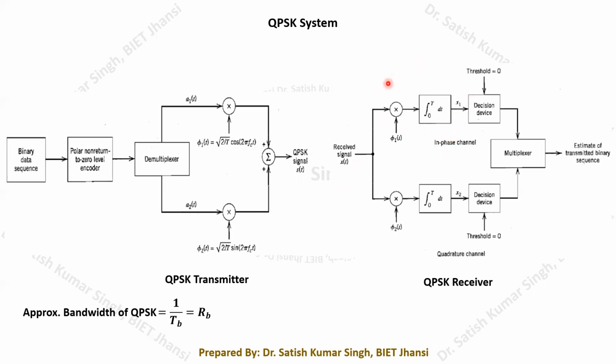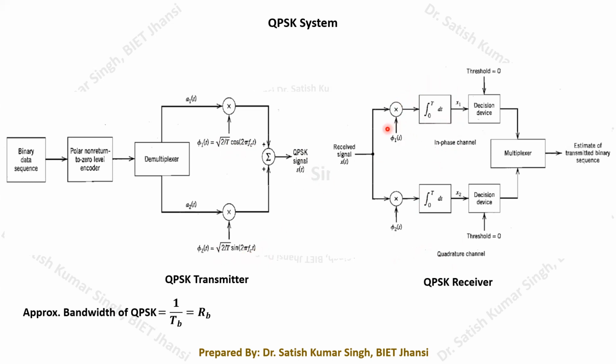This is actually representing again your correlator. I told you with the previous thing that it is a correlator. So this correlator will again give you a certain output. This is called the in-phase channel, and here it is the quadrature channel. Why is it in-phase? It is cos(2 pi fc t), the in-phase carrier, and this is our quadrature phase carrier. Therefore I am calling it an in-phase channel.